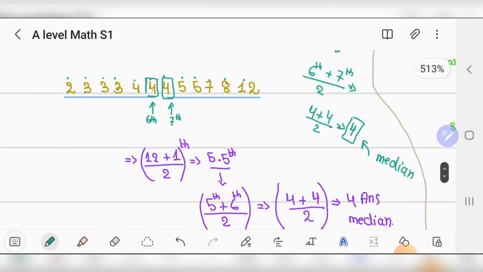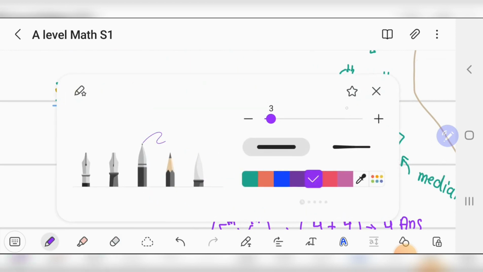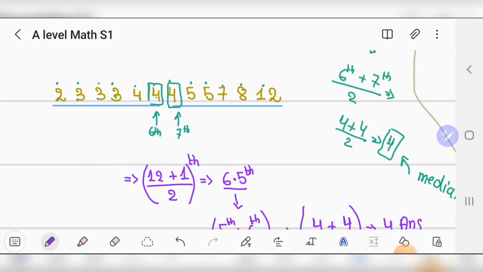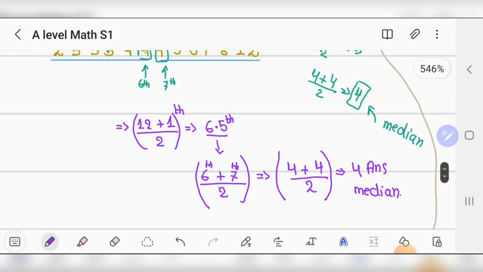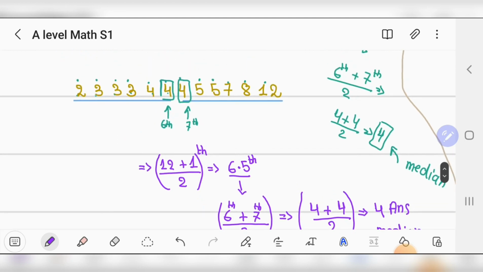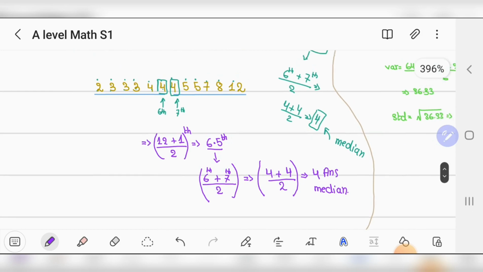This is 6.5, so we have taken the 6th and the 7th. Counting 1 2 3 4 5 6 7, we got 4 as the median. This is how you take it.